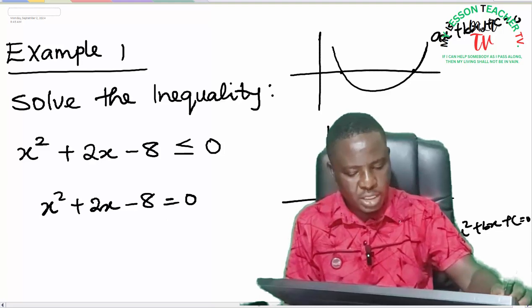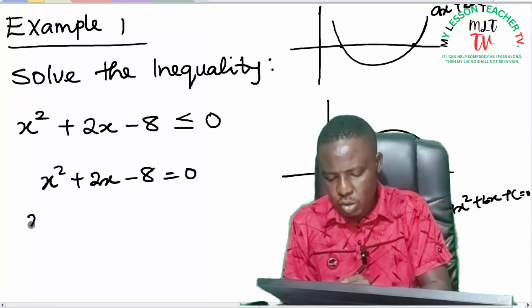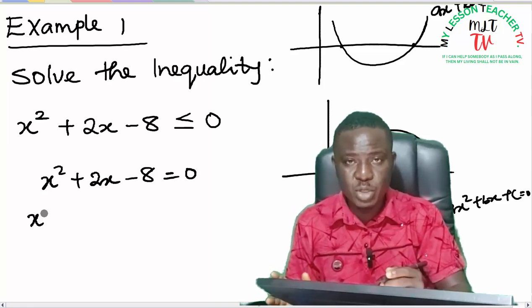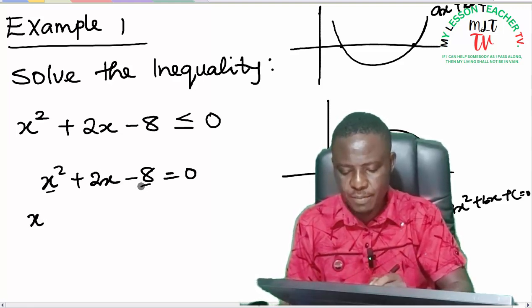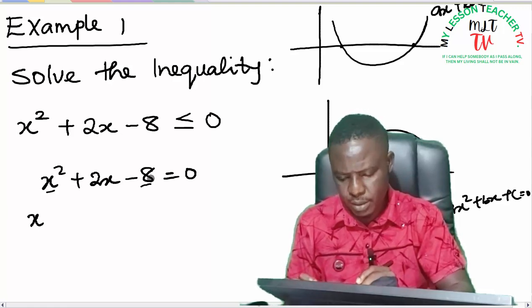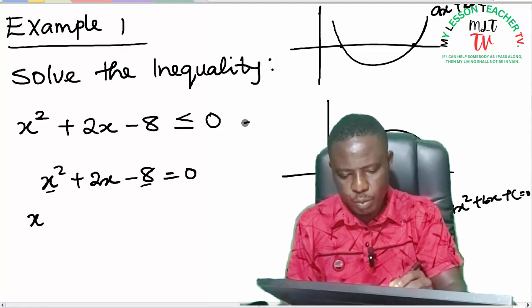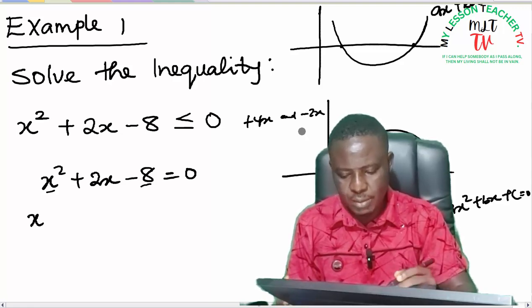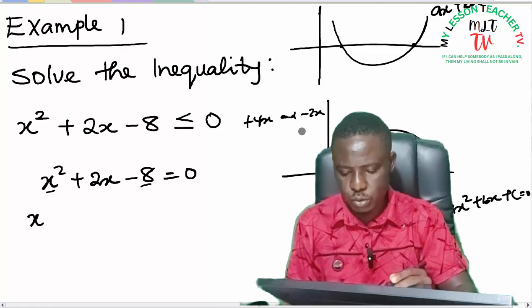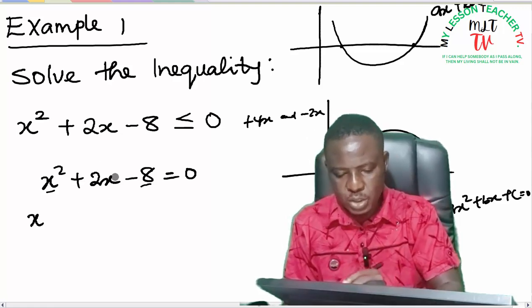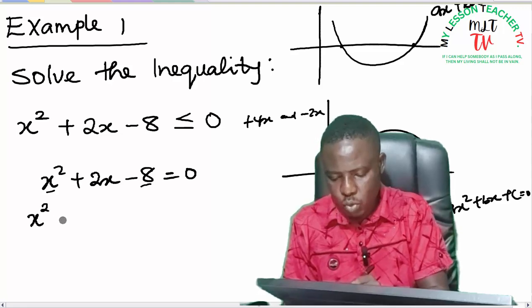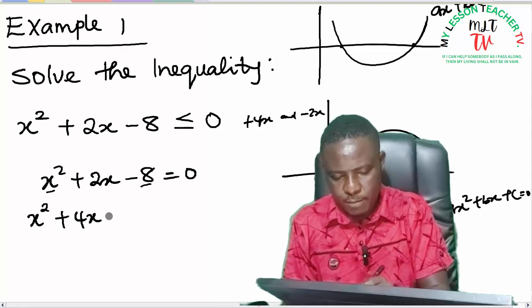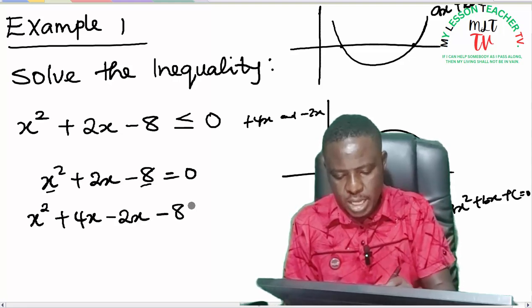So you then factorize this. Look for two terms which, when you multiply them together, give you the product of the first term and the last term, and when you add them together, give you the middle term. And that should be plus 4x and minus 2x. When you multiply these together, it gives you minus 8x squared, and when you add them together, it gives you plus 2x. So replace the middle term with these. This becomes x squared plus 4x minus 2x minus 8 is equal to 0.